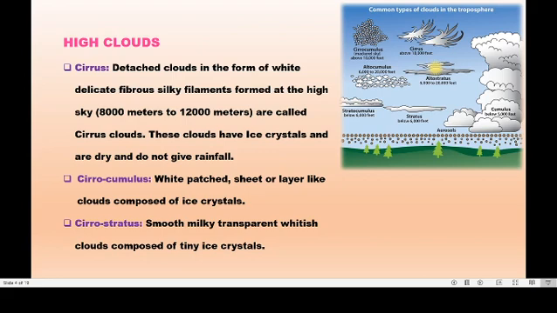The cirrus clouds, which are at a height of 8,000 to 12,000 meters, have a fibrous, silky filament structure. They look like a feather. When you speak about cirrocumulus, these clouds look like white patches of a sheet, and they are composed of ice crystals. And the cirrostratus are very transparent, smooth and silky. The common phenomenon about all these clouds is that they do not give rainfall, and getting rainfall is very rare because they are dry.